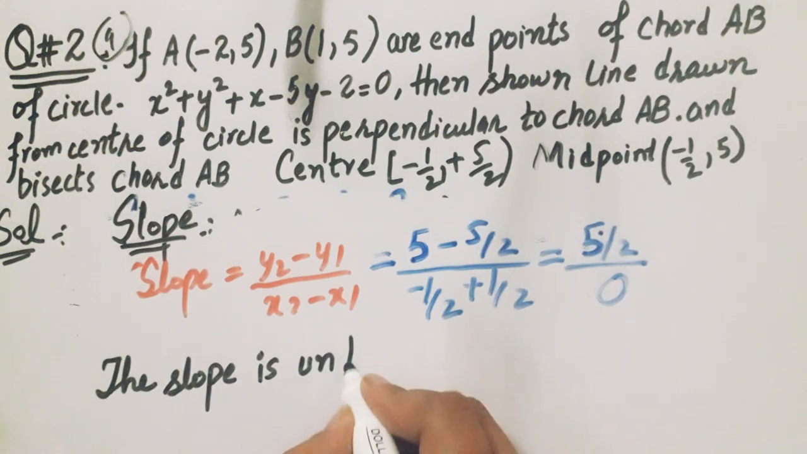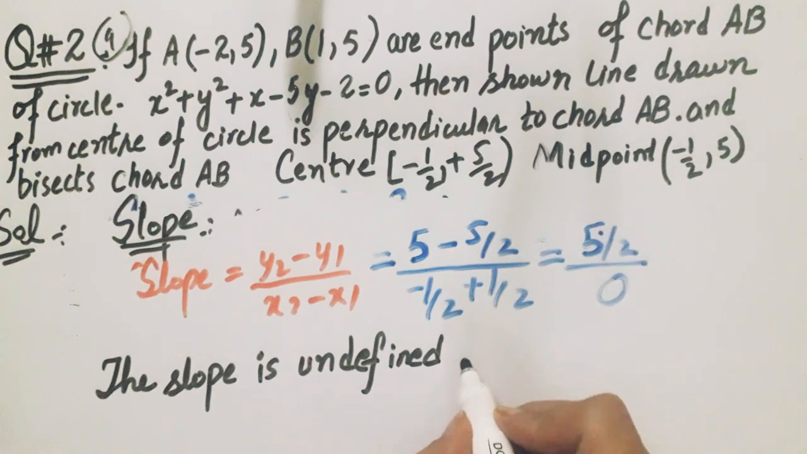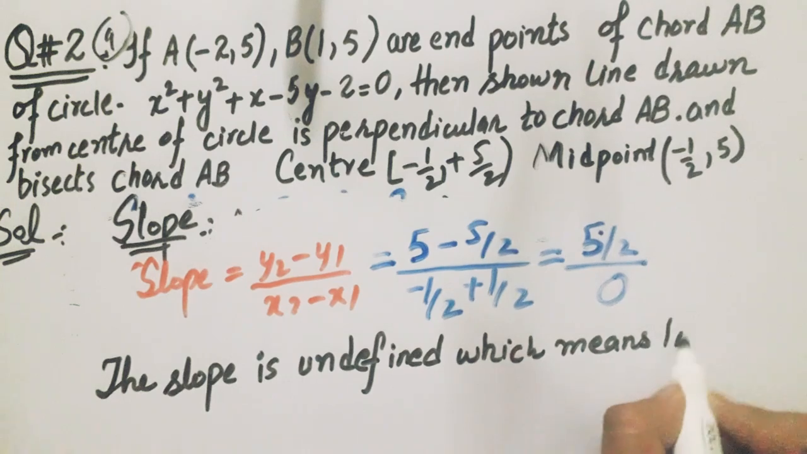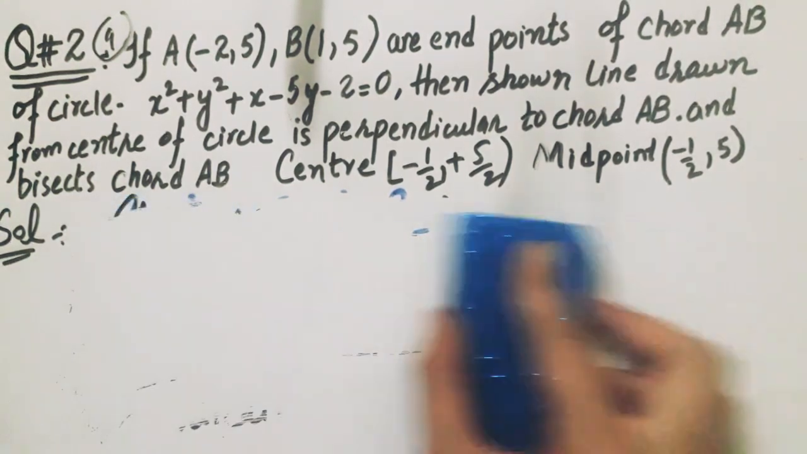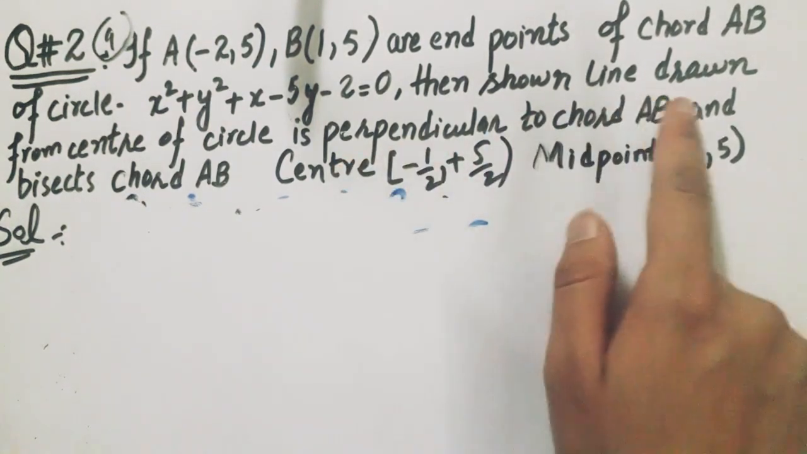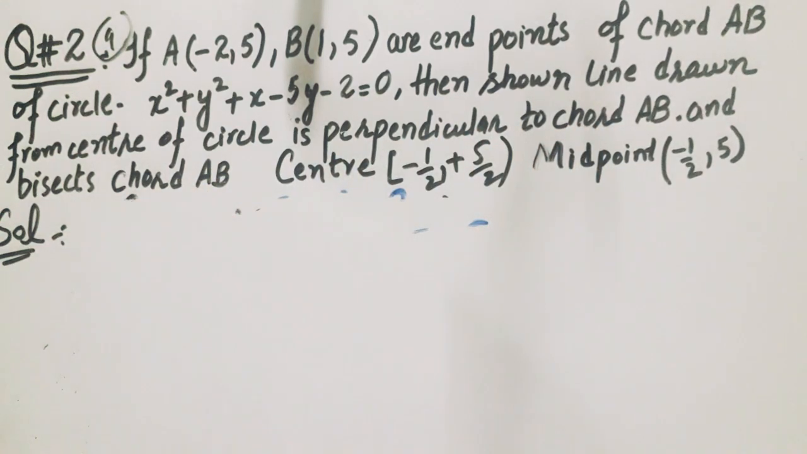Slope is undefined, which means line is vertical. Now we will check the perpendicular bisection. The last step is show that the line drawn from the center is perpendicular to chord AB and bisects the chord AB.